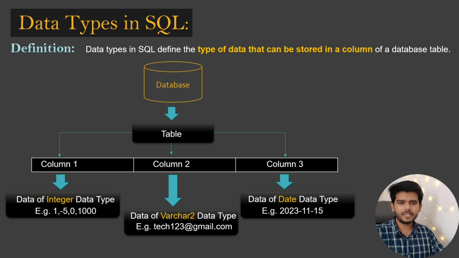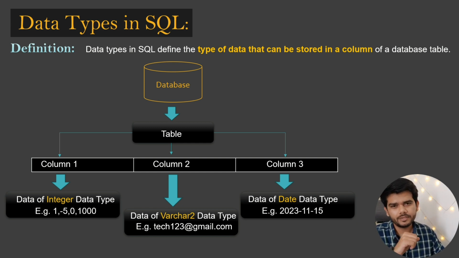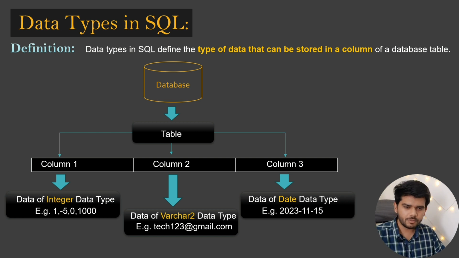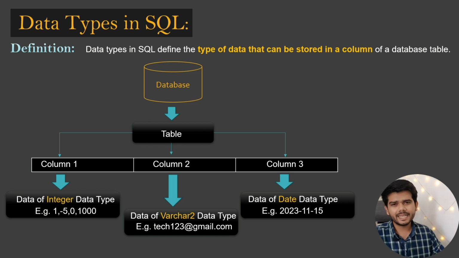So here we have a database. A database contains tables and each table contains multiple columns. Here we have one table which has 3 columns in it, and each column is storing a different type of data. The first column is storing integers only, that is 1, -5, 0, 5000, 10,000, etc. The second column is storing character data, which may contain alphanumeric characters and some special symbols also. Example, email ID, name, etc.